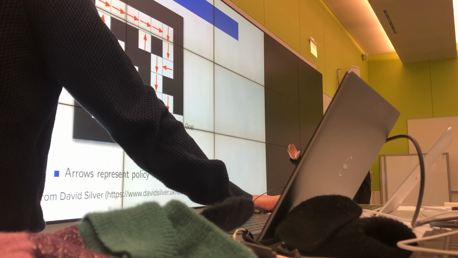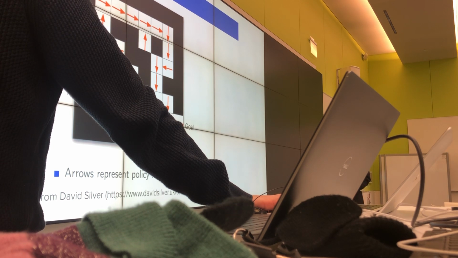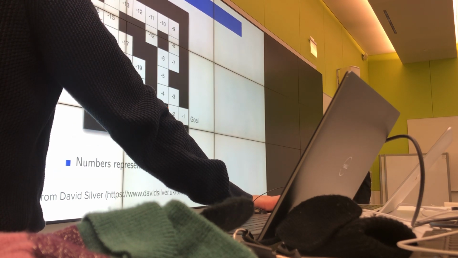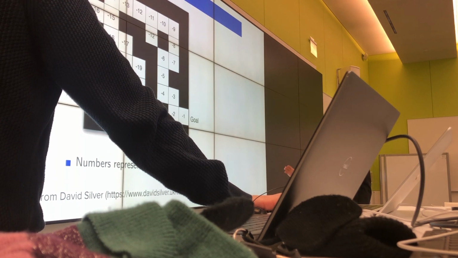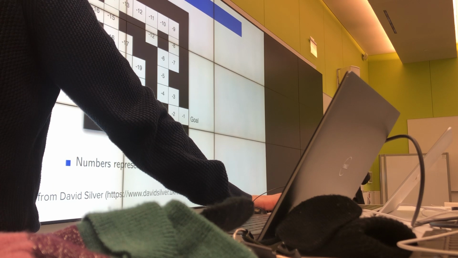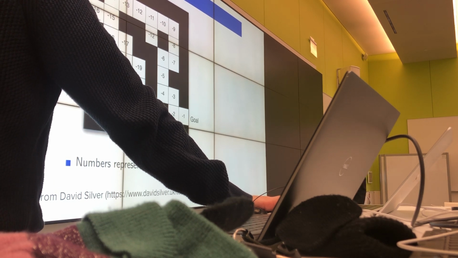So here is an optimal policy for this. You can see this is a map that goes from each state to an action. And this is what the value function would look like, which is how much reward into the future it should expect to get. So it's the sum of discounted rewards.